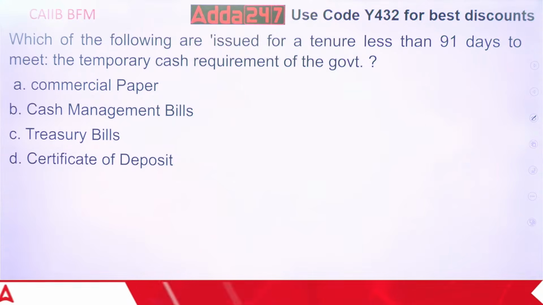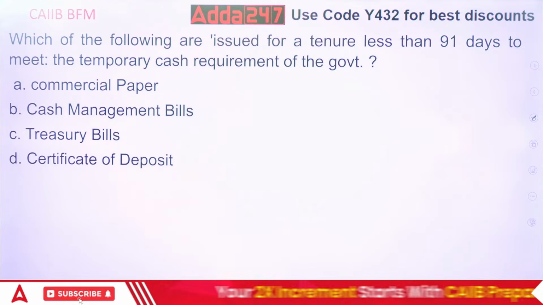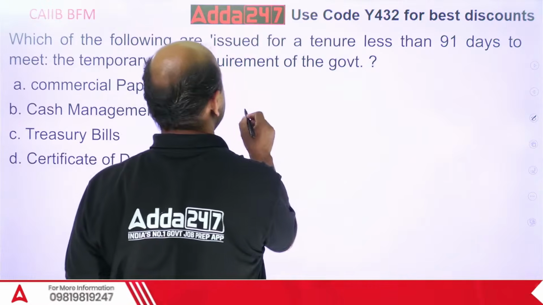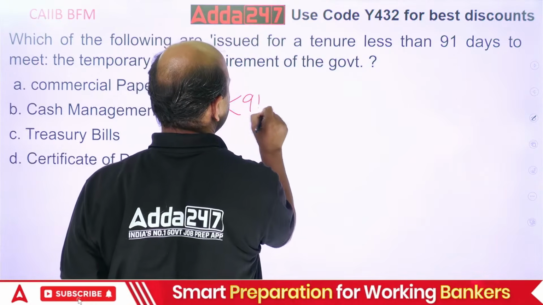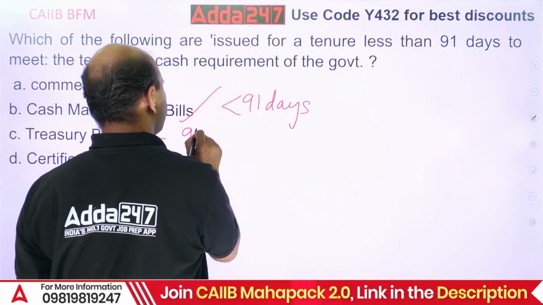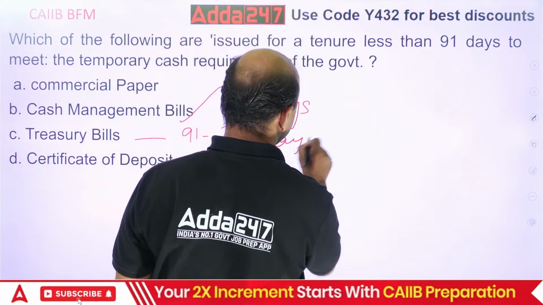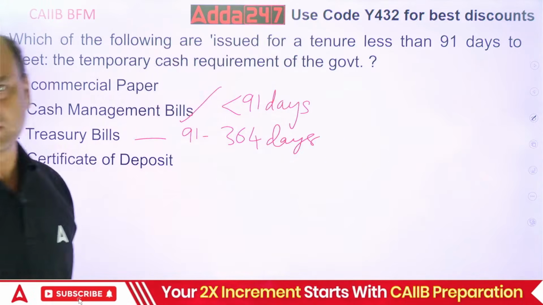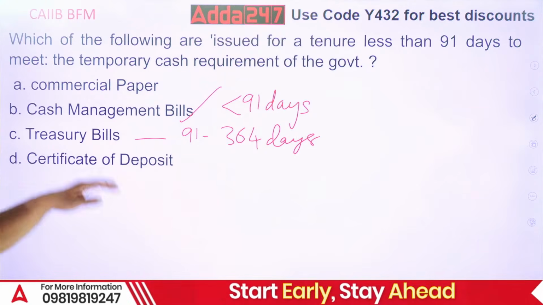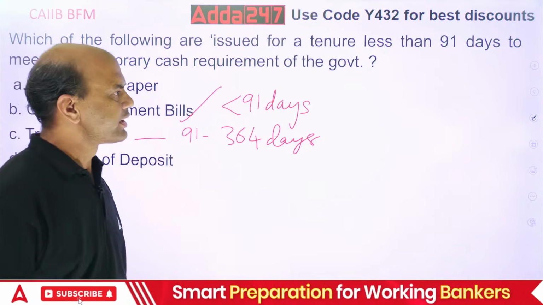It is CMB, correct? CMB, cash management bill. Always remember, this is less than 91 days. Treasury bills are 91 to 364 days. So less than 91 days is always CMB, cash management bills. Okay. Next.